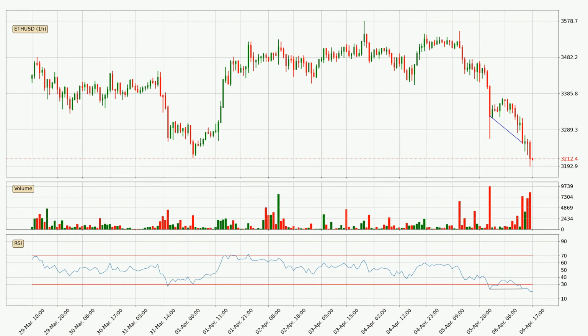Looking for divergence in the hourly time frame, there is a bullish divergence, which means the price could go up from now or at least consolidate for some time.